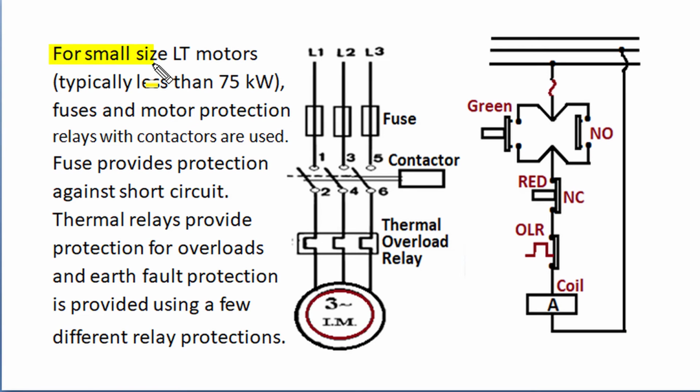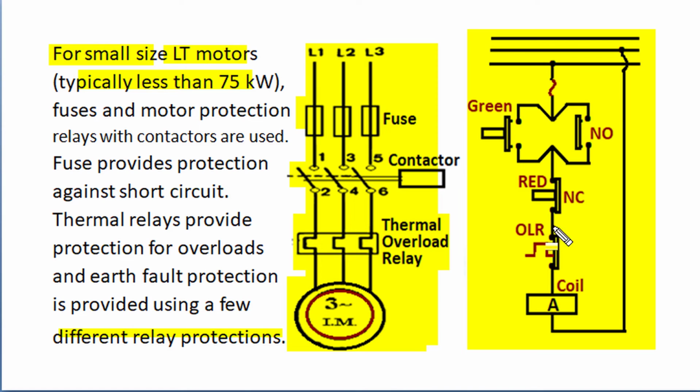motors. For small size LT motors, typically less than 75 kilowatt, such contactor control circuits are used for motor protection, and in motor circuitry, contactor, thermal overload relay and fuse provide complete protection against all sorts of faults. This series fuse provides protection against short circuit and earth fault conditions, and this thermal overload relay provides protection against overload conditions, and we can also use special differential relay protection for earth fault protection. This is the power circuit of the contactor control circuit, and this is the control circuitry for the same contactor circuit.